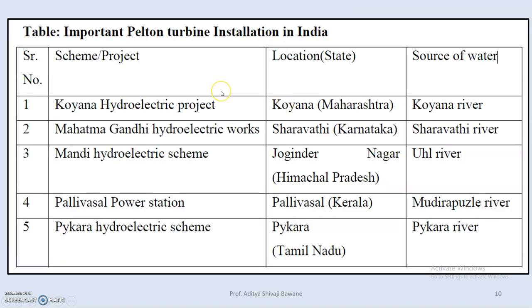There are some important Pelton turbine installations in India. Koyna hydroelectric project, which is in Maharashtra on the Koyna river. Next is Mahatma Gandhi hydroelectric work. Next to that, Mandi hydroelectric scheme in Himachal Pradesh, then Pallivasal power station in Kerala, and then Paikara hydroelectric scheme in Tamil Nadu.